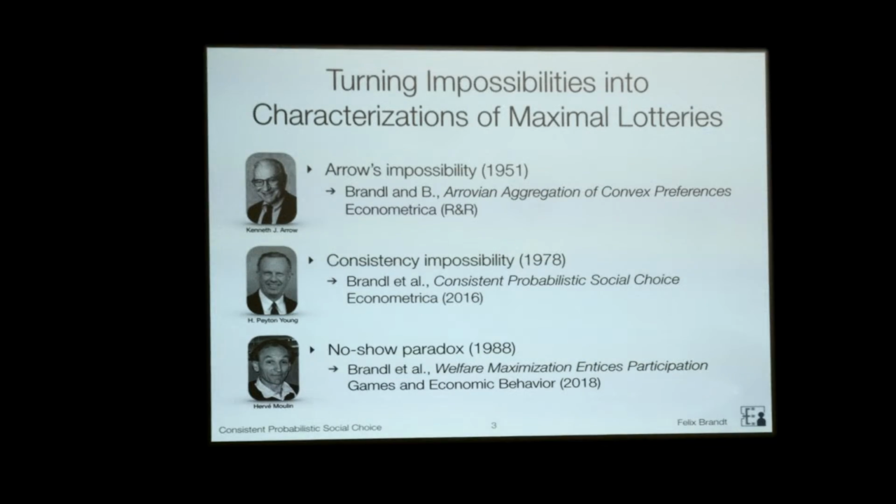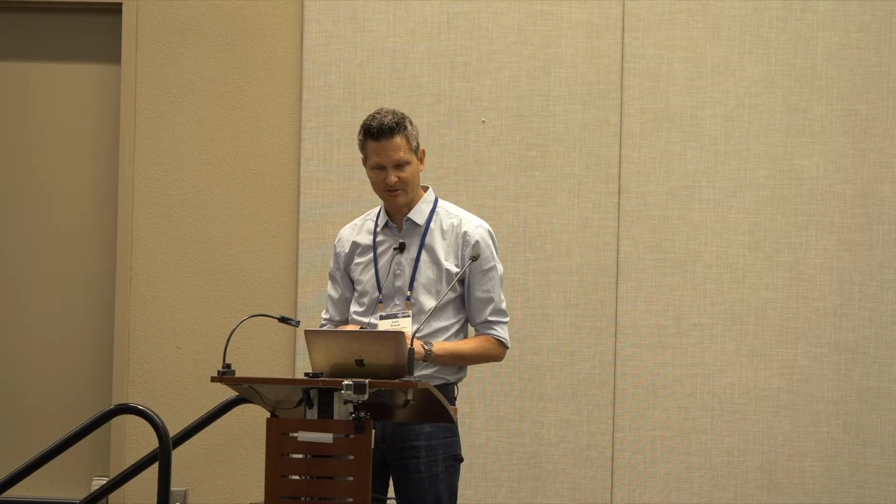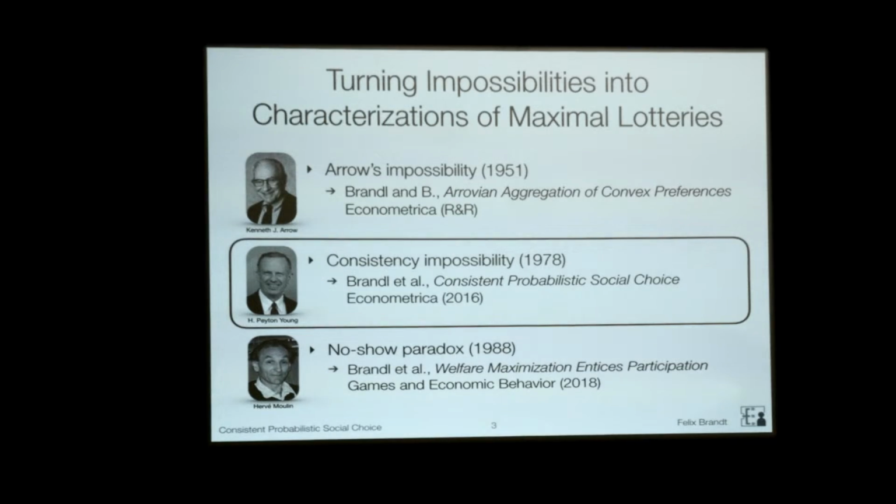What we've been doing over the past couple of years is looking at classic impossibility theorems, taking the axioms used in these theorems, generalizing them to the probabilistic setting, and then turning the negative results into complete characterizations of maximal lotteries. We've done so for Arrow's impossibility theorem. Then there's an incompatibility between 2 types of consistency conditions by Peyton Young. And finally, there's the no-show paradox by Hervé Moulin, which says that every Condorcet consistent social choice function, which is a social choice function that returns a Condorcet winner whenever one exists, suffers from the no-show paradox. In each of these cases, we've generalized the axioms to the probabilistic setting and got positive results, namely a unique characterization of maximal lotteries. In this talk, I'm going to focus on the consistency impossibility.